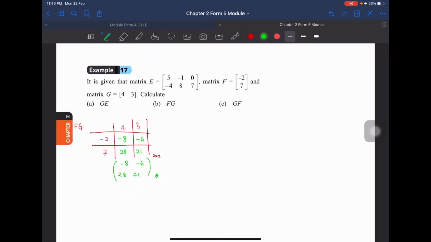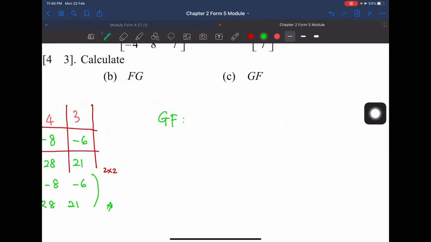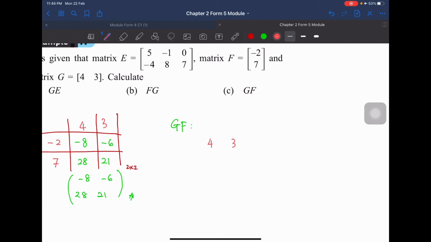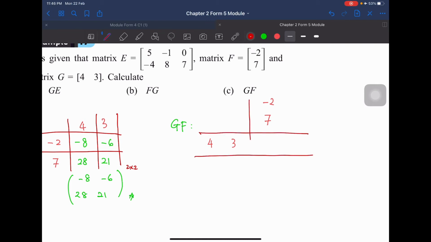Then we have GF. So you need to write G first. Where is G? So G is 4, 3. So 4, 4, 3. And then F, you have negative 2, 7. So you write it on the top. So negative 2, 7. So fill in your table. So this multiplication, your final answer will be a 1 by 1 matrix.